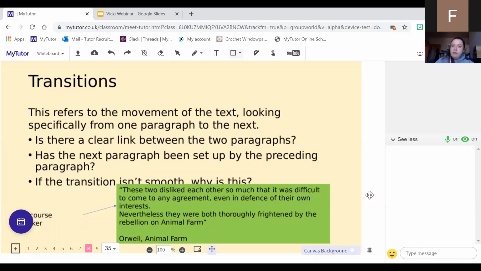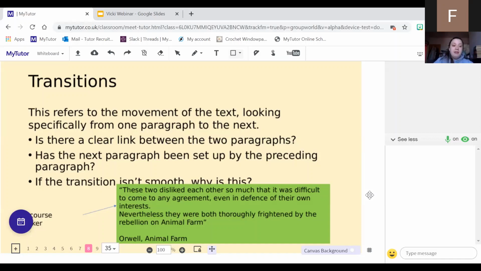So in terms of transitions, have you got a clear transition? Is there a link between 2 paragraphs? Well, for this one, yes, there is a link. So first we're stating what the problem is, and then we're saying why that is a problem in terms of this Animal Farm. Has the next paragraph been set up by the preceding paragraph? So yes, we can see that in this one. If the transition isn't smooth, why is that? So what could we postulate for the reason for that being?